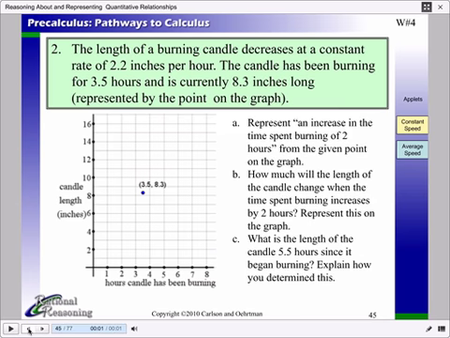Okay, so here's the situation. The length of a burning candle decreases at a constant rate of 2.2 inches per hour. The candle has been burning for 3.5 hours and is currently 8.3 inches long. First, we want to represent an increase in the time spent burning of 2 hours from the given point on the graph. So starting at 3.5 hours, we want to represent an increase of time of 2 hours. How do we do that?